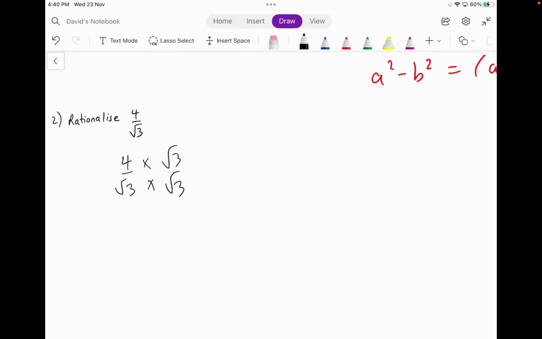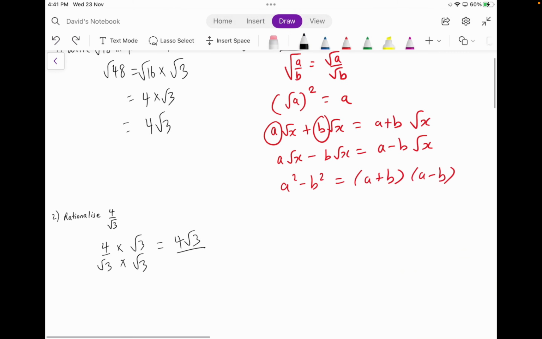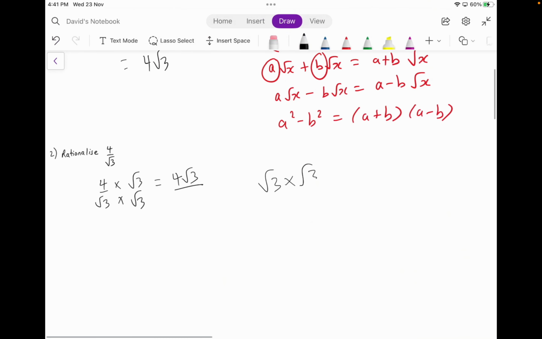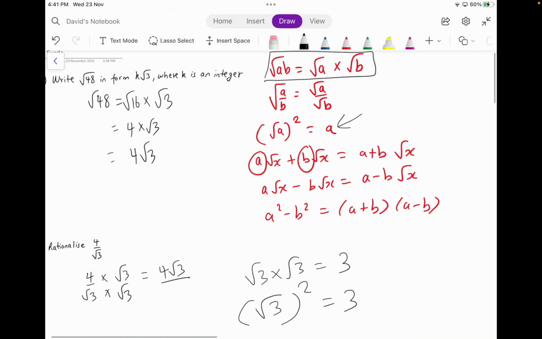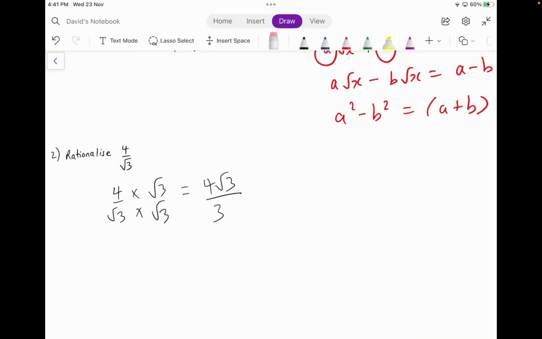Since we multiply that, we're going to write it as equivalent to 4 square root 3. We know square root 3 times square root 3 is going to become a positive 3, because it's square root 3 which is squared, and becomes 3. Using that rule which we used here, square root a squared becomes a positive a. So we're applying the concept and putting the answer as 3 on the denominator side. So we have 4 square root 3 divided by 3.